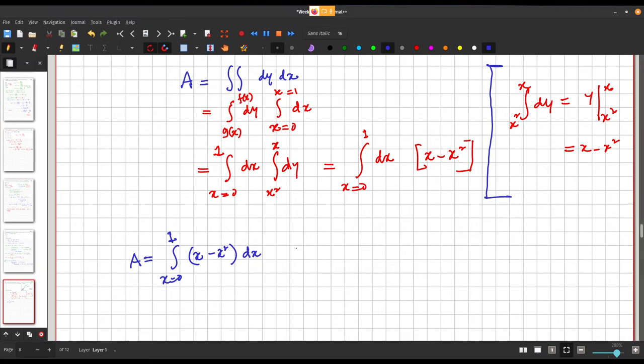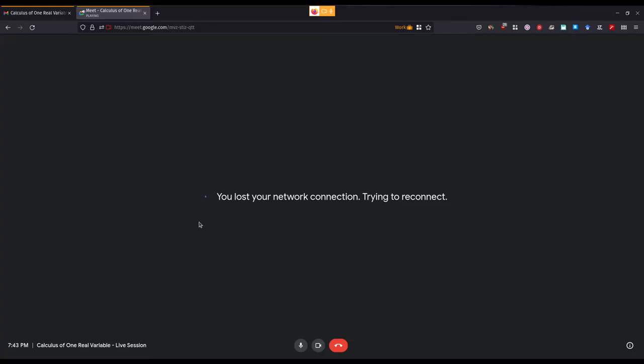Now, since this is a bit complicated, please let me know if this part, the first integration, is clear to all of you.